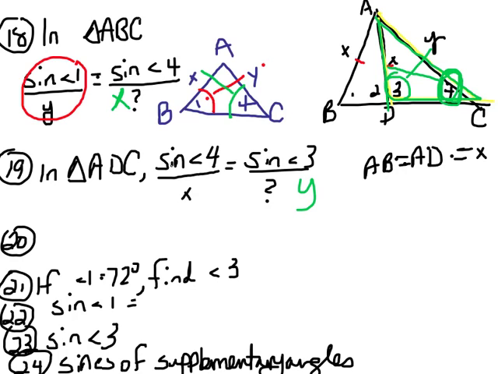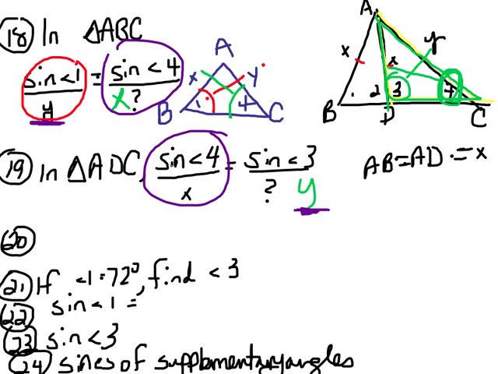So they're actually hoping you'll notice something here. Look at what's in common between 18 and 19. Don't both of them have sine of angle 4 over X? So you got Y on the fractions that they're equal to. Don't they both have Y on the bottom? So what does that tell you about sine angle 1 and sine angle 3? They have to be equal, don't they? Because if you got the same thing on the bottom, then the tops of those fractions also have to be the same thing. So the numerators have to be equal. Sine angle 1 is sine angle 3.